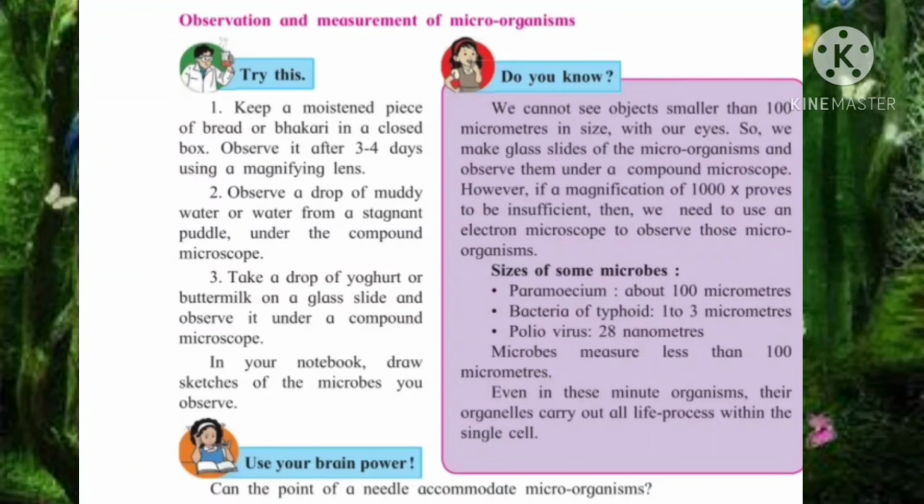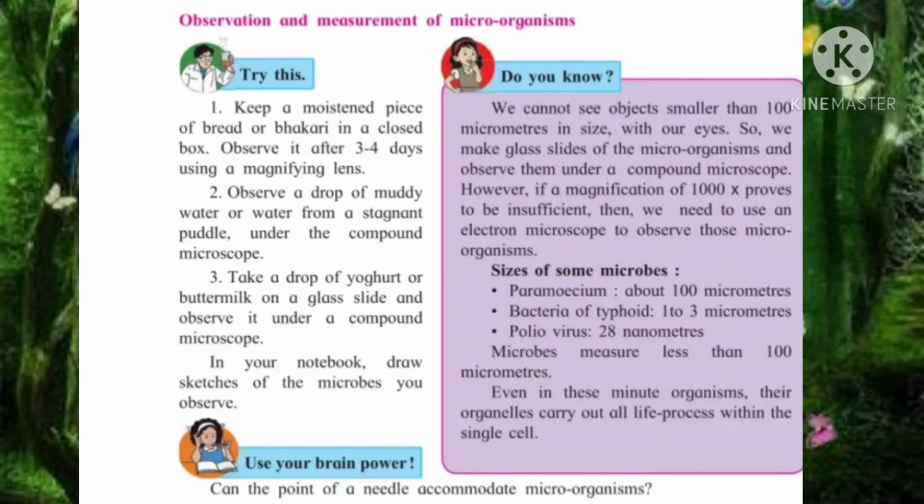Then yogurt also has bacteria, that is microorganisms. Under the microscope you can observe their structure. These are some experiments, but because it is online we are unable to show you the microscope. When school starts, then we will show you. Now see some extra information: we cannot see objects smaller than 100 micrometers in size with our eyes. So we make a glass slide of microorganisms and observe them under a compound microscope. However, if a magnification of 1000x proves insufficient, then we need to use an electron microscope.